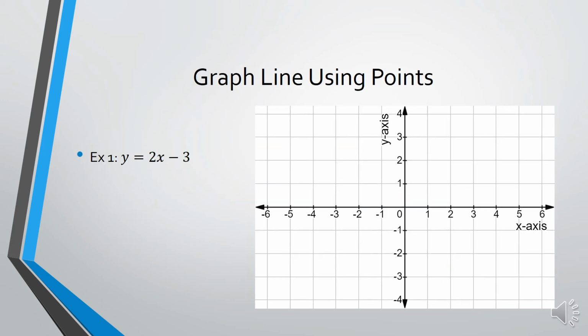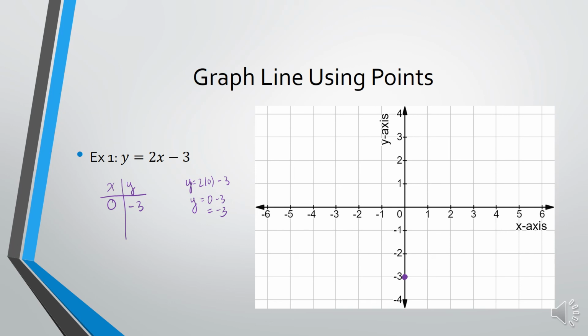We should also be able to graph lines using points, and the way we can do that is by making a table. So I'll start with, when x is equal to 0, what is y? So when x is equal to 0, my equation is y is 2 times 0 minus 3. 2 times 0 is 0, so I get 0 minus 3, which is minus 3. So there's 1 point on my line, 0 minus 3. So I'm going to go over here and graph that. So 0 minus 3 is down here on the y-axis.